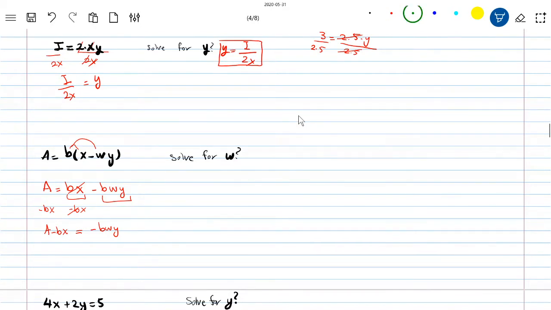Okay. Again, what am I trying to find? I'm trying to find w. So what do I need to get rid of? I need to get rid of b and y. I will divide by b as well as y. I will divide by b, in this case minus b, and y. These two can cancel out.